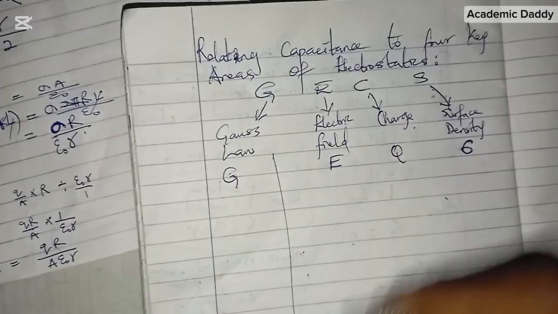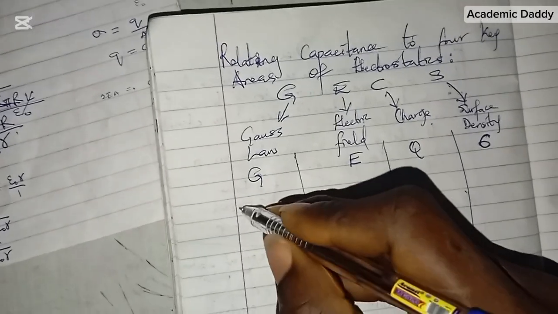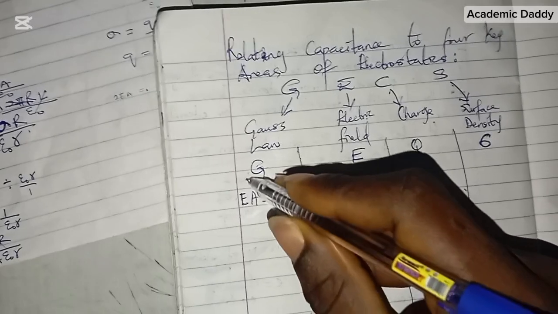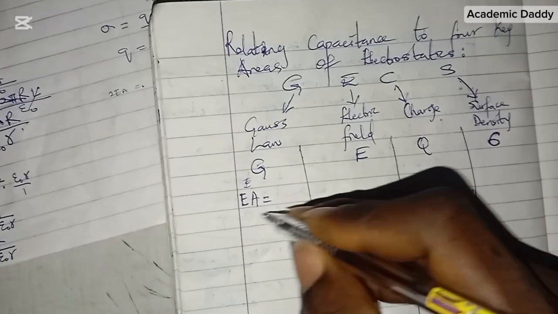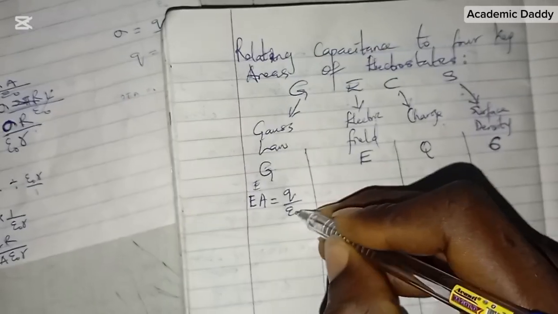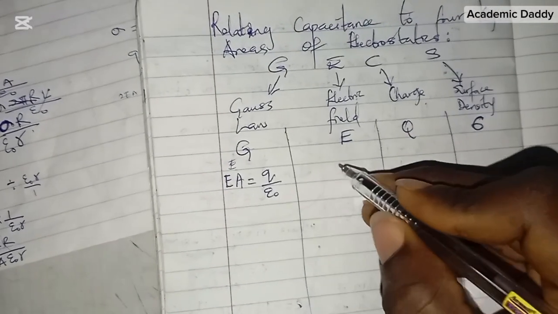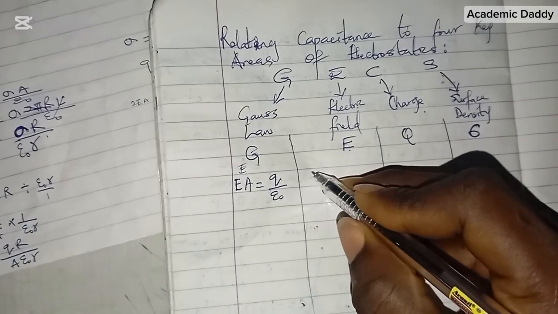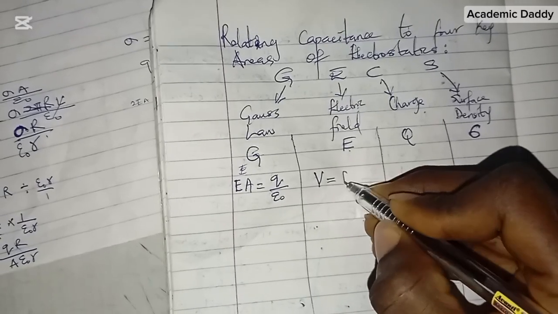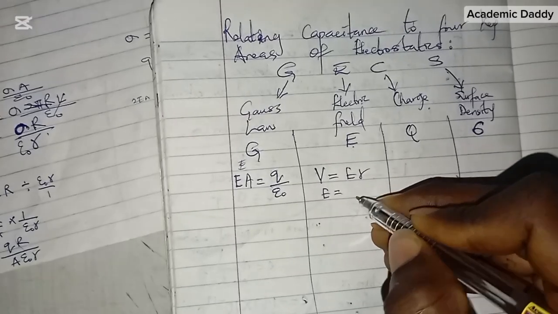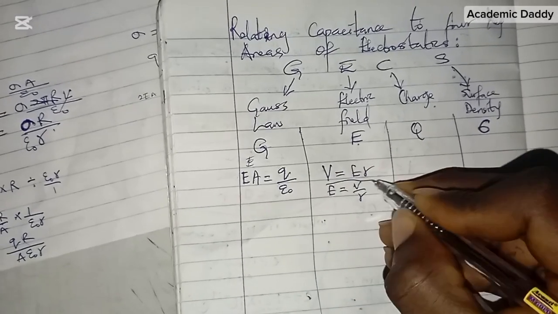So if I know this, let me partition it this way. First of all, I will quote Gauss law, which says that electric flux, which is the product of electric field and the area, is equal to charge over the permittivity of free space. As for electric field itself, if you remember from the formula V equals ER, it simply means that electric field is equal to V over R.